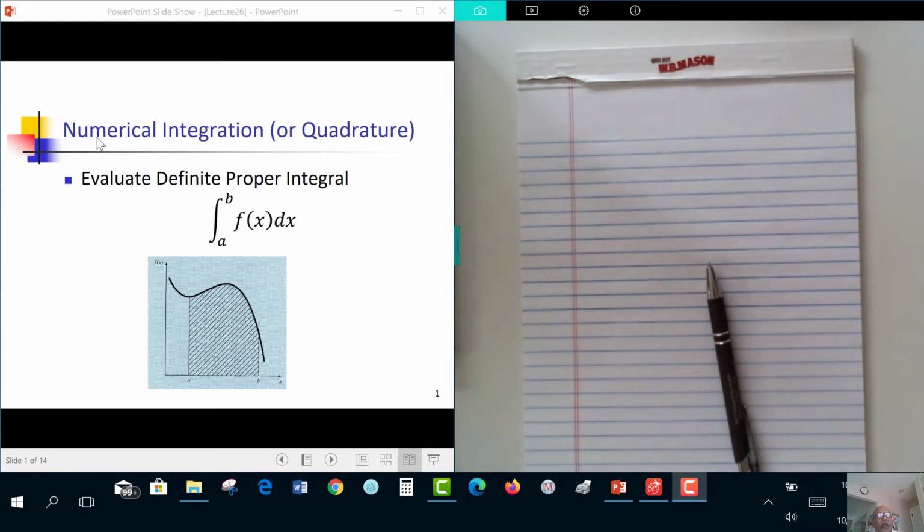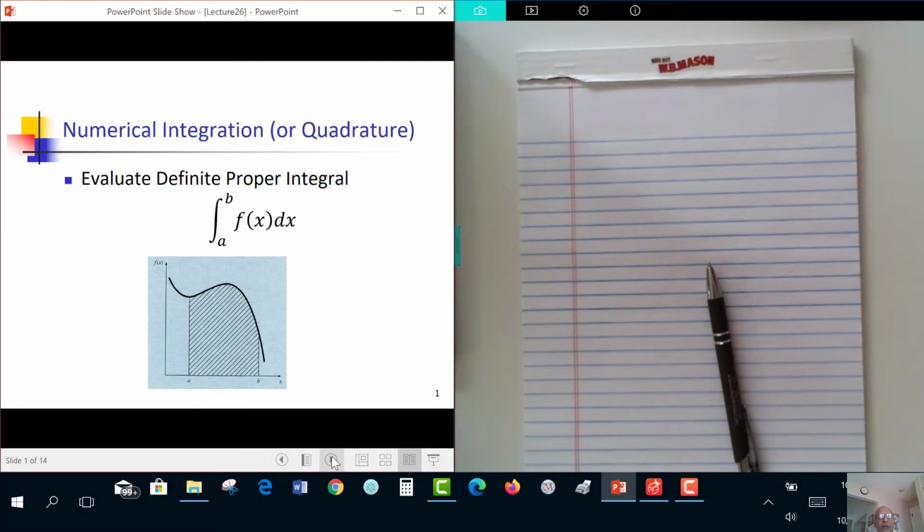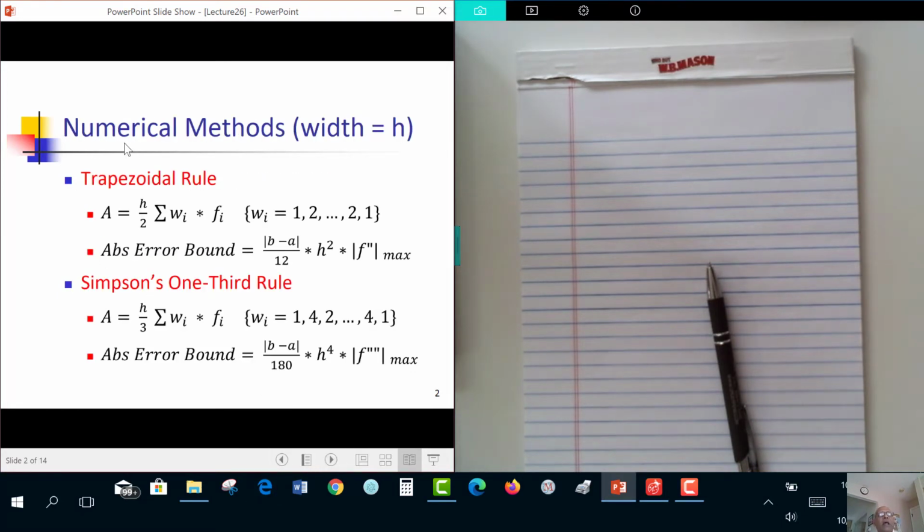We will continue today with numerical integration or quadrature. Again, I want to remind you, our goal is, given a, b, and a function of x, we want to find the integral from a to b of the function integrated with respect to x. So we covered a bunch of methods.